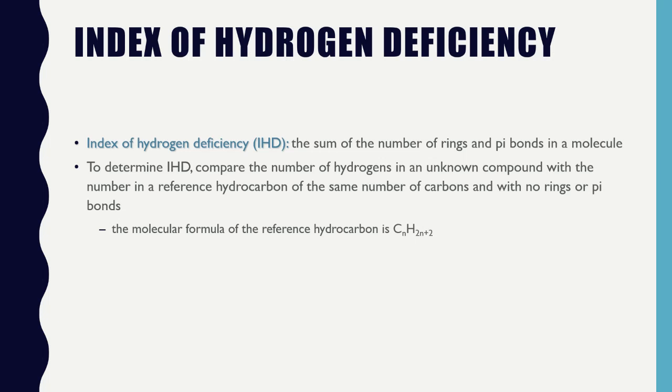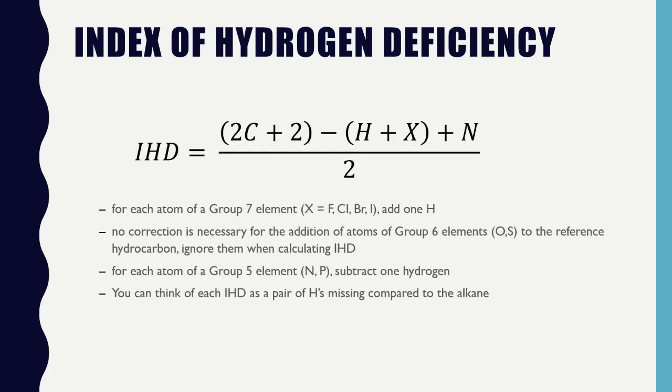So once again here, we determine the IHD. You're going to compare the number of hydrogens in an unknown compound with the number of reference hydrocarbons, which is basically the 2n plus 2. And that's going to correspond to a hydrocarbon alkane that basically has no rings, no pi bonds, meaning it's 2n plus 2. Here is the overall formula. We're going to go ahead and talk about where each little piece came from.